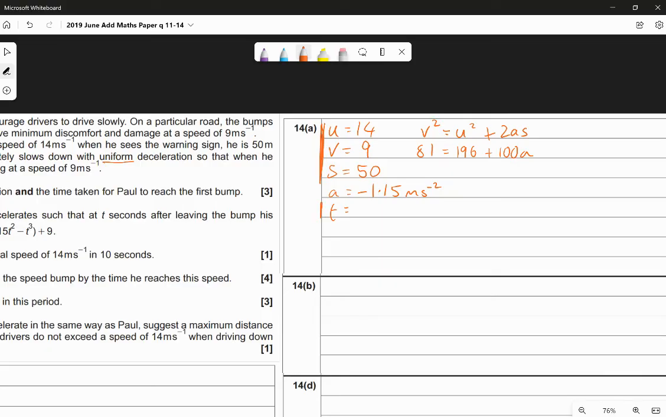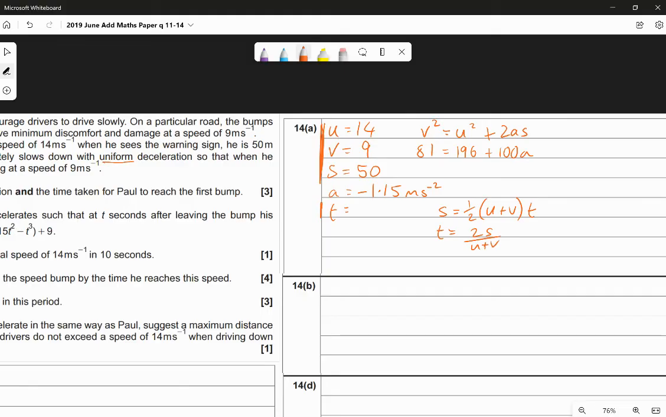That would be the one where displacement is your average velocity, so half of u plus v, multiplied by the time taken. So if we substitute the values in, 14, 9, and 50, we should be able to find t. I'm going to rearrange that to make t the subject before I substitute things in. So I'll multiply by 2, so 2s equals u plus v lots of t, and then divide by u plus v, so t equals 2s over u plus v.